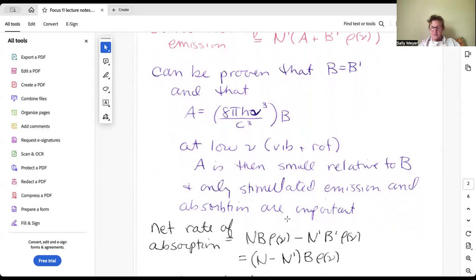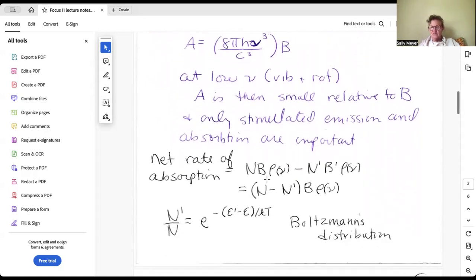So the net rate of absorption based on that is going to be equal to the number of molecules in the lower state, the coefficient for stimulated absorption, the density of the frequency of light, minus how much is going to be emitted. So the difference in the two will essentially be the total quantity absorbed. So this second term is how much is being stimulated to emit. And so you can just combine those and have this equation.